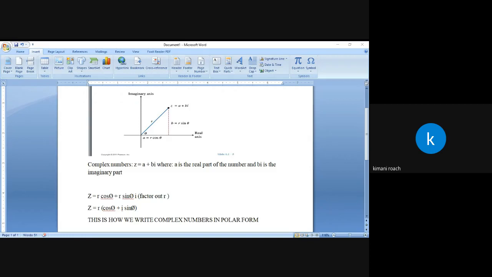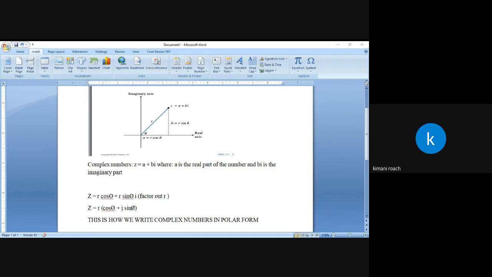And here we have our point z is equal to a plus bi. All right, and we know that this line here would be the length of z. And we're going to call that length r. Now, between the length of z, between r, and my real axis, there is going to be some angle, and we're going to call that angle theta.